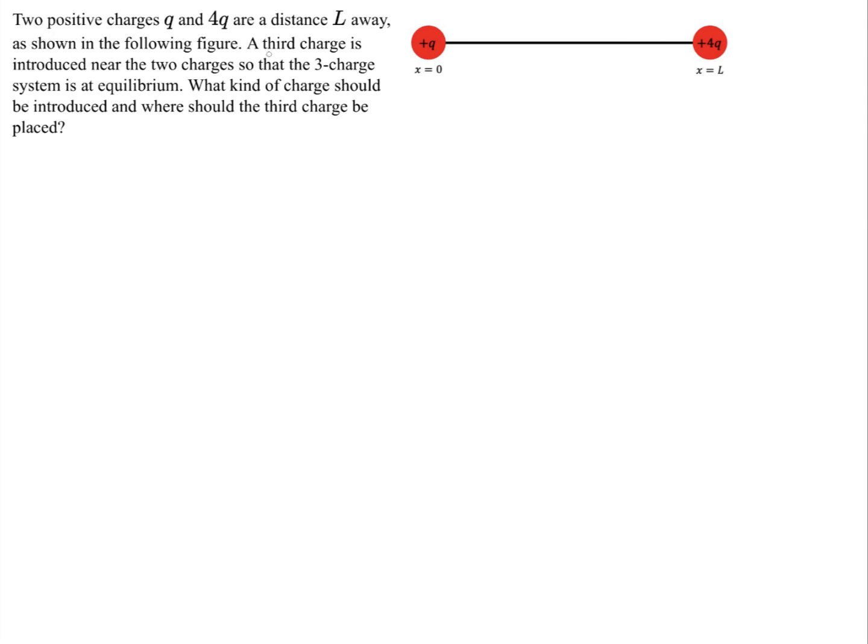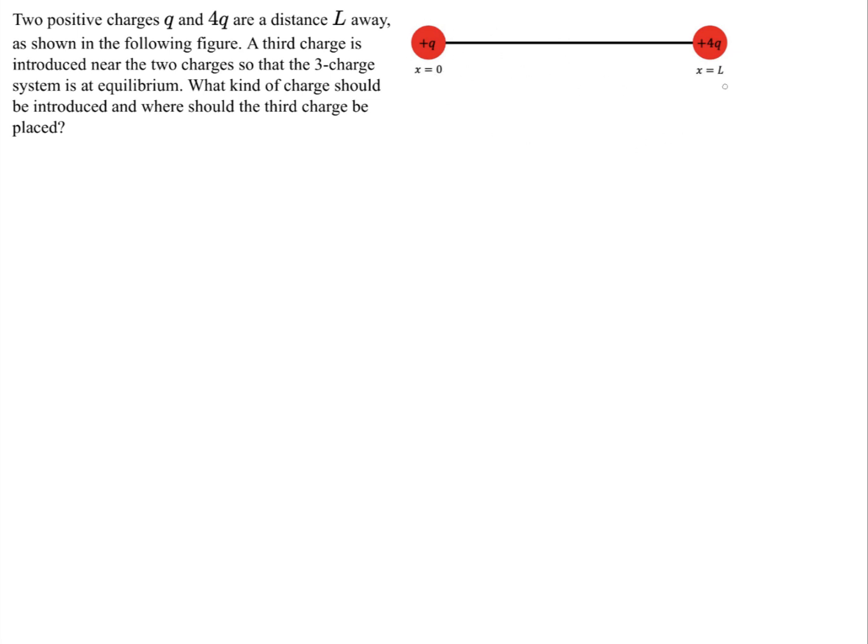Two positive charges Q and 4Q are a distance L away, as shown in the following figure. A third charge is introduced near the two charges so that the three-charge system is at equilibrium. What kind of charge should be introduced, and where should the third charge be placed? So, we look at this.